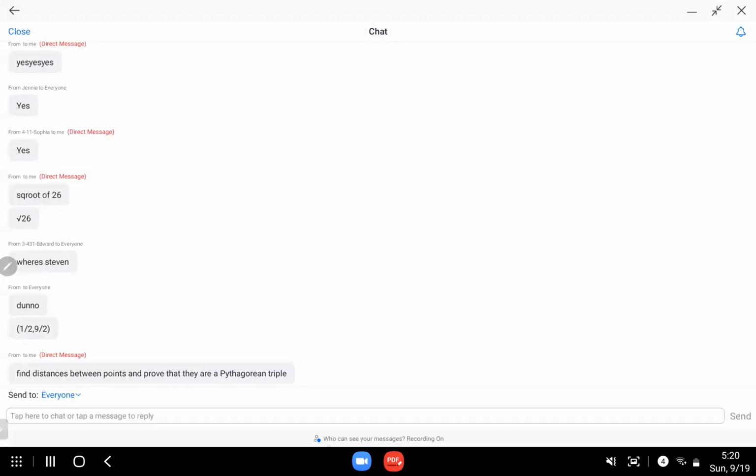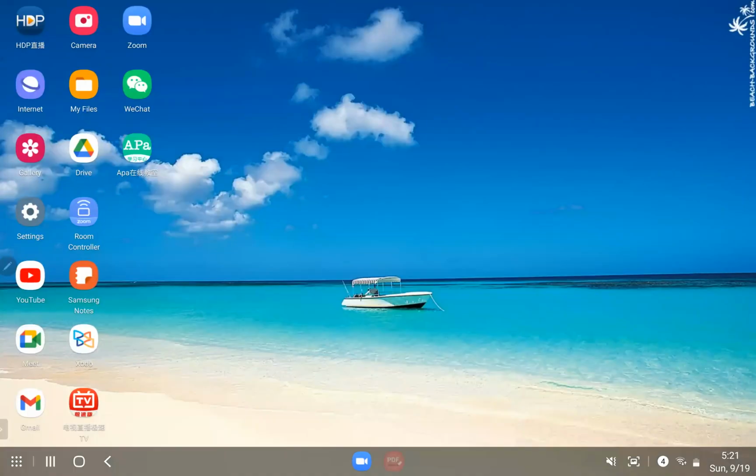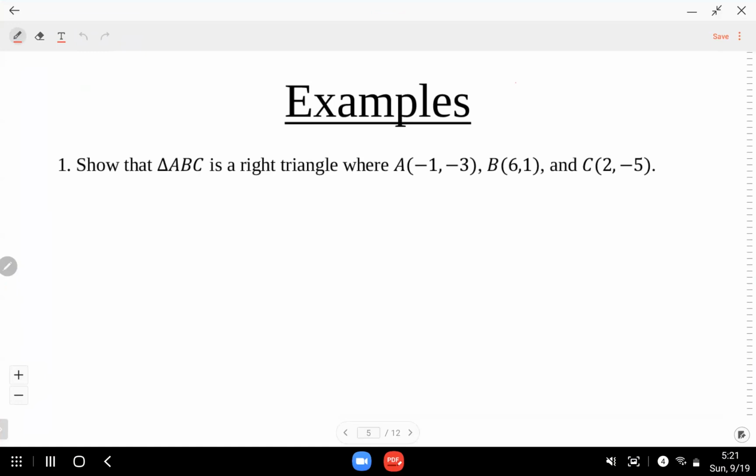Very good. So basically what we need to do is find the distances between A, B, and C and see if they are a Pythagorean triple, meaning that A squared plus B squared equals C squared. All right, so let's do that. So what is our Pythagorean theorem? A squared plus B squared equals C squared. I'm going to put this up for reference.